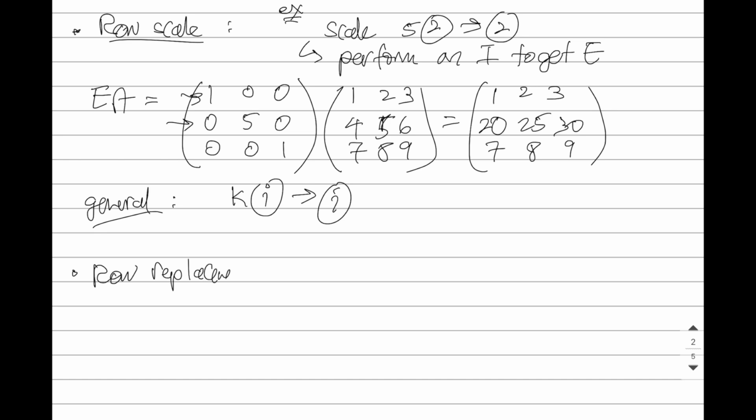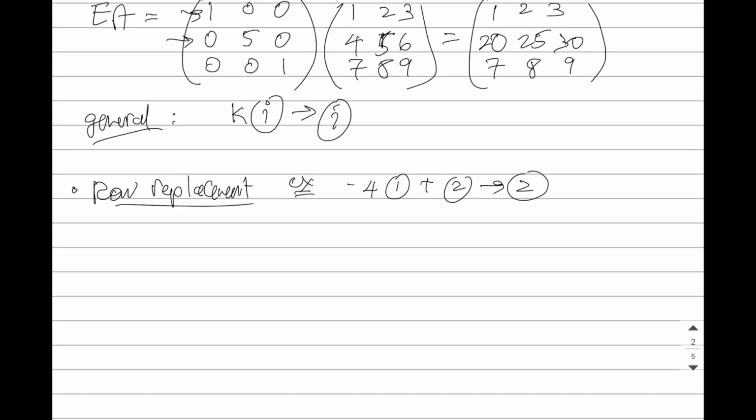So let's say we want to add -4 of the first row to the second to make the new second. The elementary matrix, we want to leave the top row alone. But what we want to do is now alter the second row. So we're going to go to the second row and perform this row replacement. We want -4 bunches of the first row, add to the second row to make the new second row.